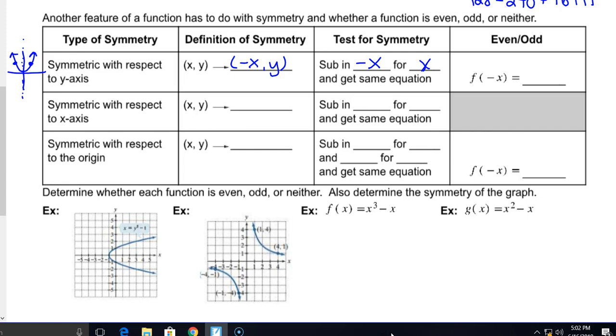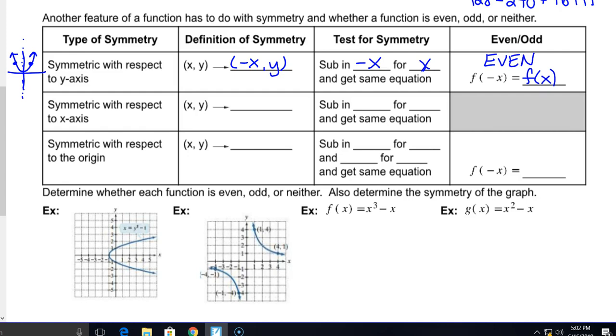And when we talk about functions, we refer to this as being an even function. When we get back the same function, it is going to look like that. So when you throw -x in for our original x, we get back the original function. That's what we're looking for.